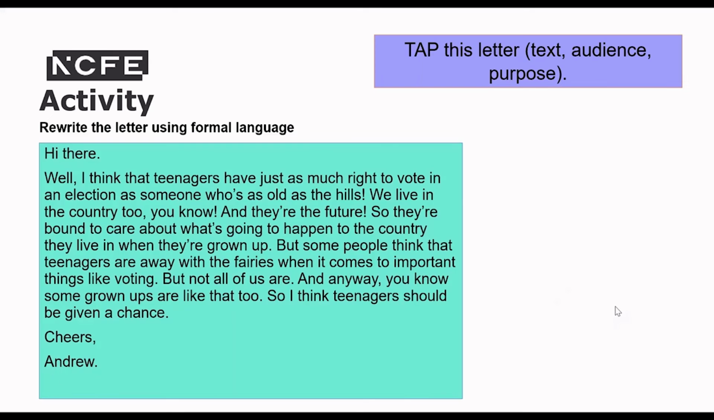This next activity is to TAP the text and then rewrite it using formal language. You could again try TAPping the text when you're finished, just to check that it is suitable for the audience and purpose. You may wish to pause the recording while you have a go at doing this. So the task is to rewrite the letter using formal language. But remember, before you do that, it's worth TAPping the text.